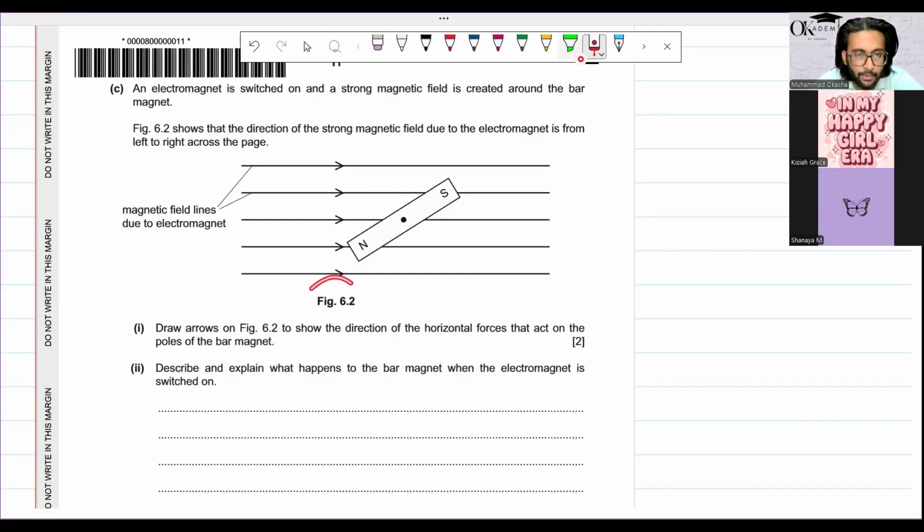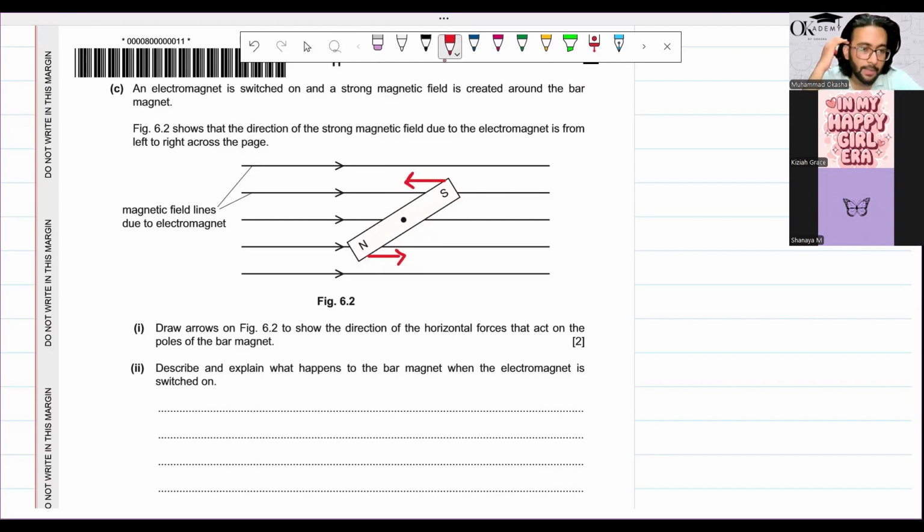Draw arrows on figure 6.2 to show the direction of the horizontal forces that act on the poles of the bar magnet. So we know that there's a magnetic field line, and the force will be in line with the North Pole. Because magnetic field lines have the same direction, the force will be in the same direction as the field at the North Pole, but the force will have a completely opposite direction at the South Pole. So this will be the direction of the forces acting on the North and South poles, like this.